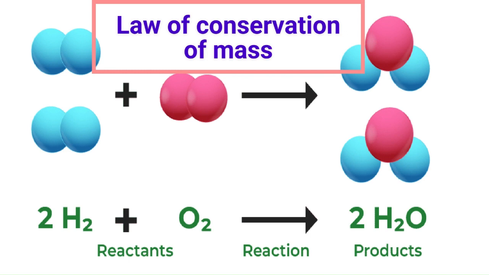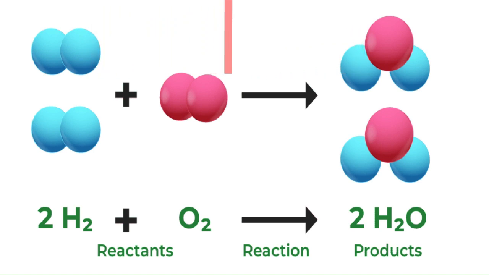For example, let's say we have a chemical reaction between hydrogen gas and oxygen gas to form water. The chemical equation for this reaction is 2H2 + O2 → 2H2O. According to the law of conservation of mass, the total mass of the reactants, 2H2 and O2, must be equal to the total mass of the products, 2H2O. This law holds true for all chemical reactions.